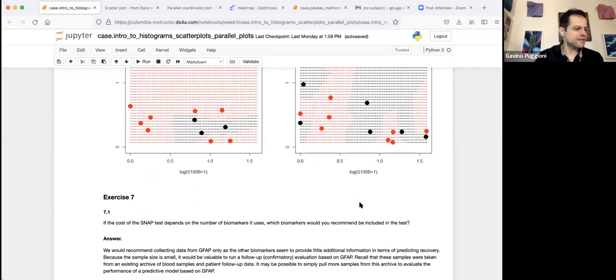And the answer of the text, indeed, as all of you are correctly pointing out, is we would recommend collecting data from the GFAP only, as the other biomarkers seem to provide little additional information in terms of predicting recovery. And if there is information, we would need a much larger sample size to detect it.